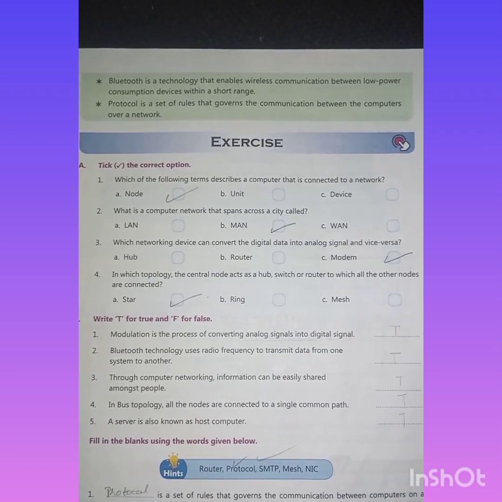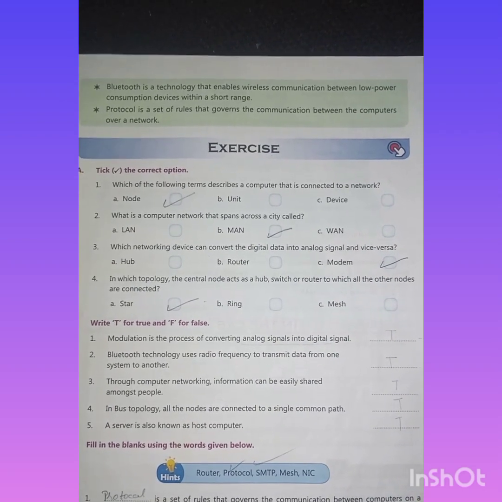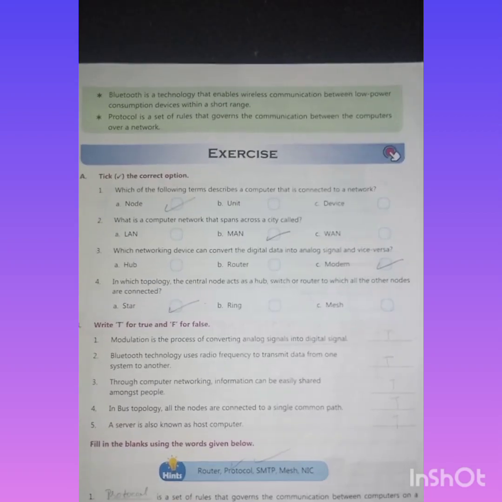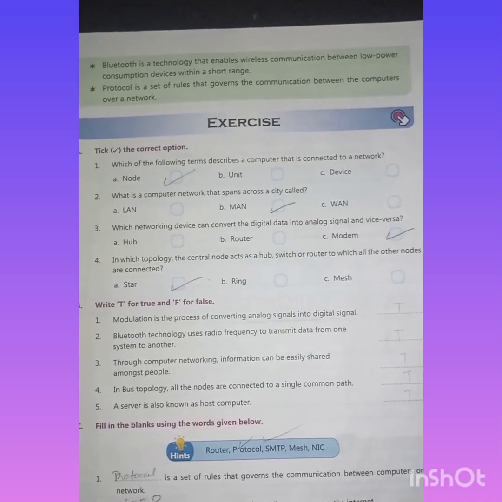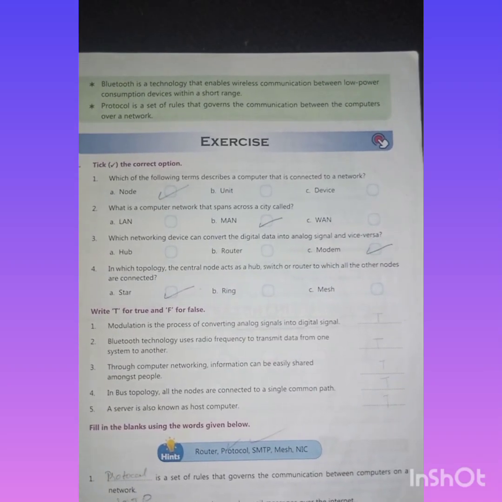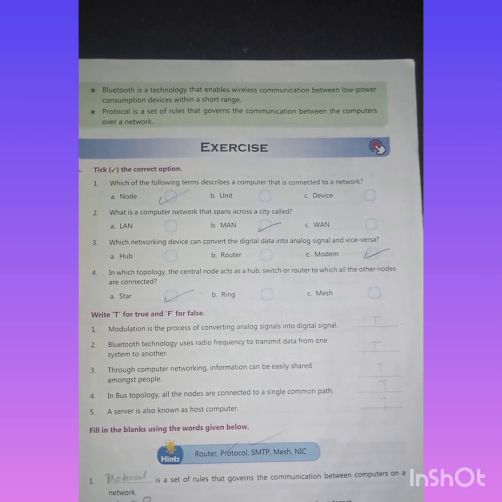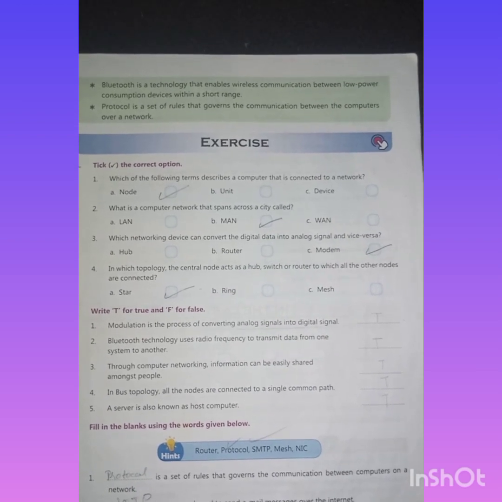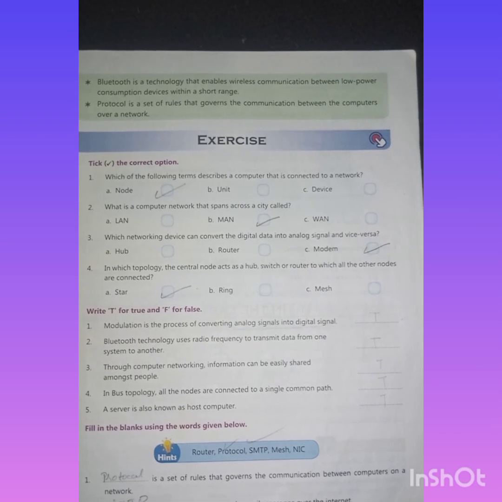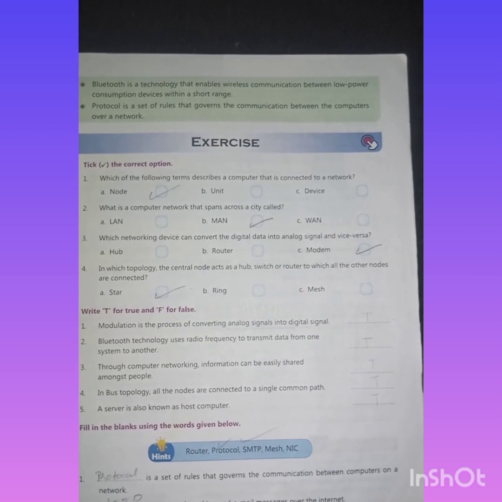Which networking device can convert the digital data into analog signals and vice versa? Modem, that is MAD and DDA. Modem is the answer. Modem is nothing but combination of modulator and demodulator. In which topology the central node acts as a hub, switch or router to which the other nodes are connected? Star topology is the answer.